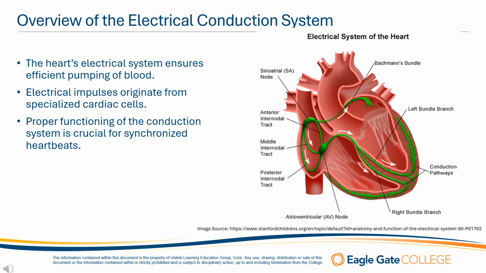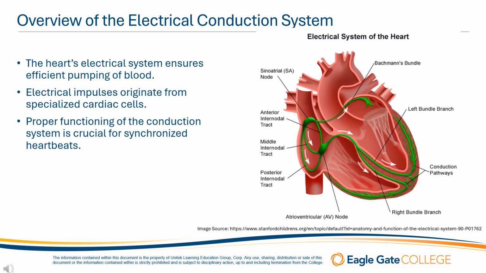If the electrical system is working correctly, the heartbeats are synchronized, and this means that the atria and ventricles contract in a coordinated manner. This coordination is vital. It ensures the ventricles are filled with blood from the atria before they contract to pump blood out to the lungs and the rest of the body.